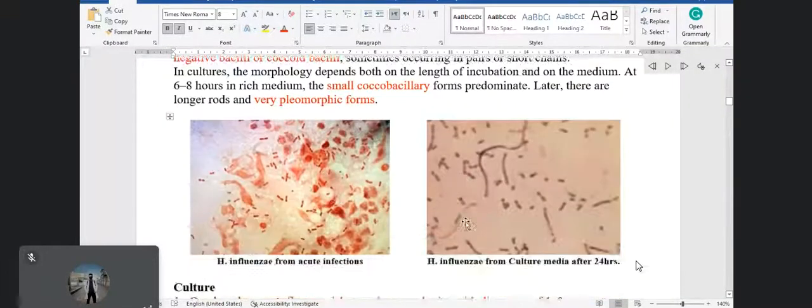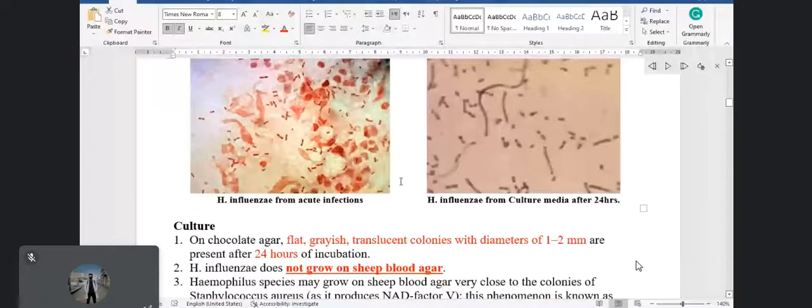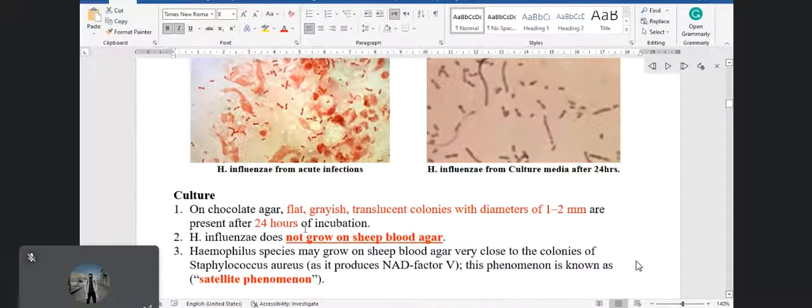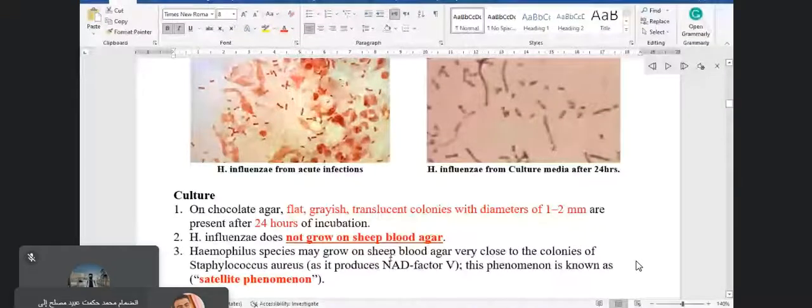like this. So this is H. influenzae in an acute infection. This is after 24-hour incubation on a selected media. On chocolate agar, it is a flat, grayish, translucent colony with a diameter of 1 to 2 millimeters, presented mostly after 24 hours of incubation. It actually doesn't grow on sheep blood agar.